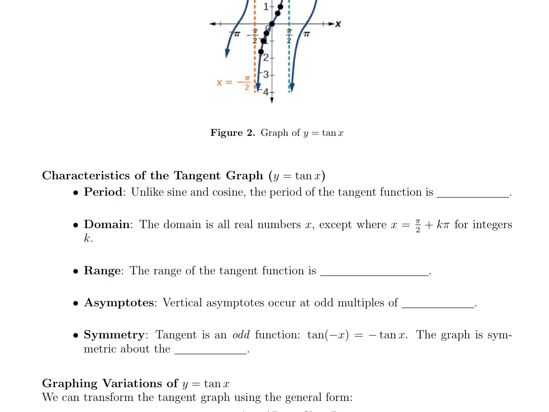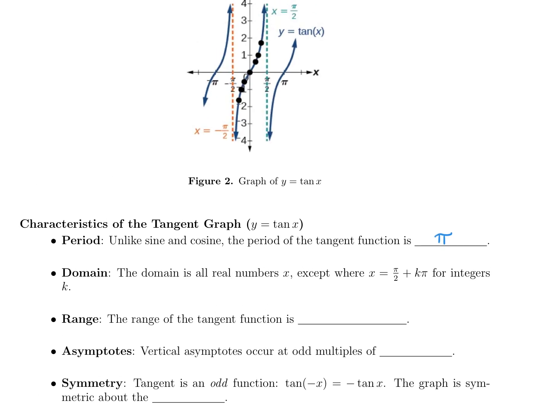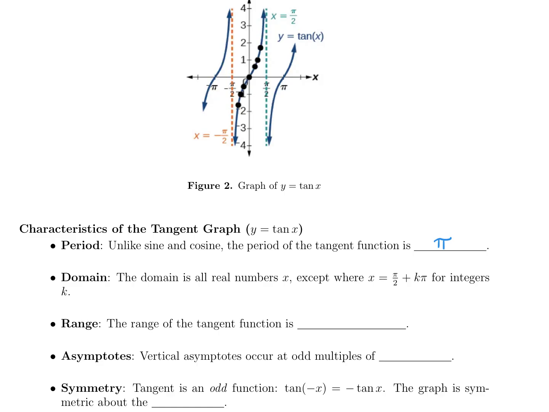The period, unlike sine and cosine, the period of the tangent function is only going to be pi instead of 2 pi. The domain is all real numbers except where there's asymptotes. And you can see that the asymptotes occur at every multiple of pi over 2. So this is what they mean by every multiple of pi over 2: every pi over 2 plus a constant of pi. That's what the domain is going to be. The range is going to be all real numbers since the graph goes indefinitely upward and indefinitely downward. So that's the range, all real numbers, which we can write as negative infinity to positive infinity.